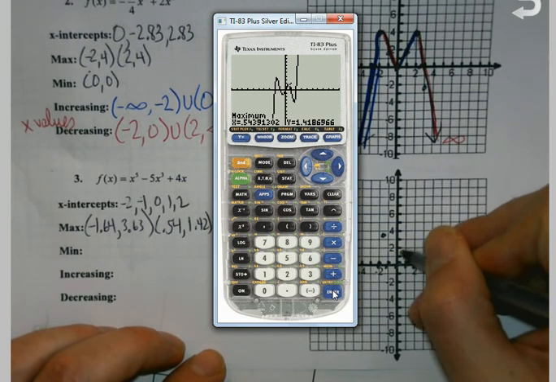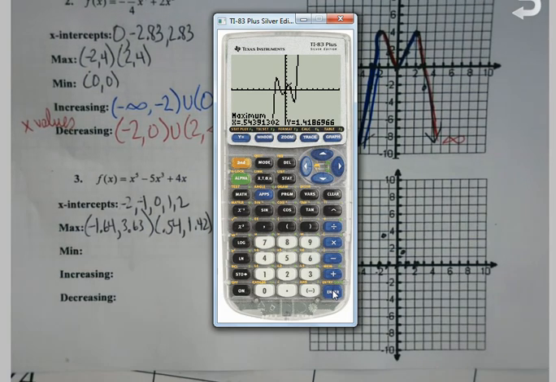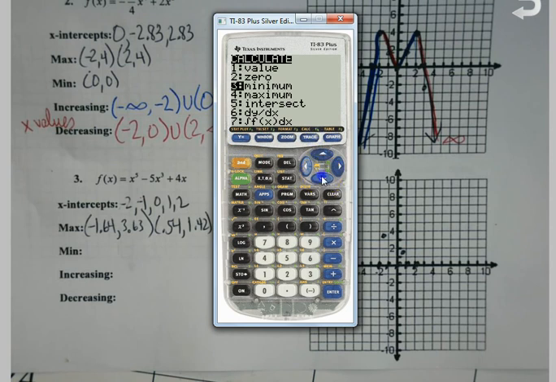1.42, right about there. So I'm going to do the same type of process with my 2 minimums now. This guy here and this guy here. Then we'll be ready to go. So minimum.